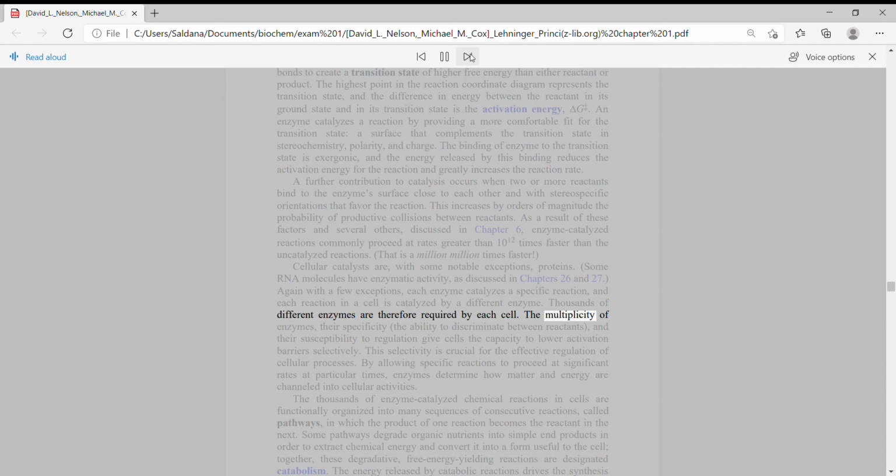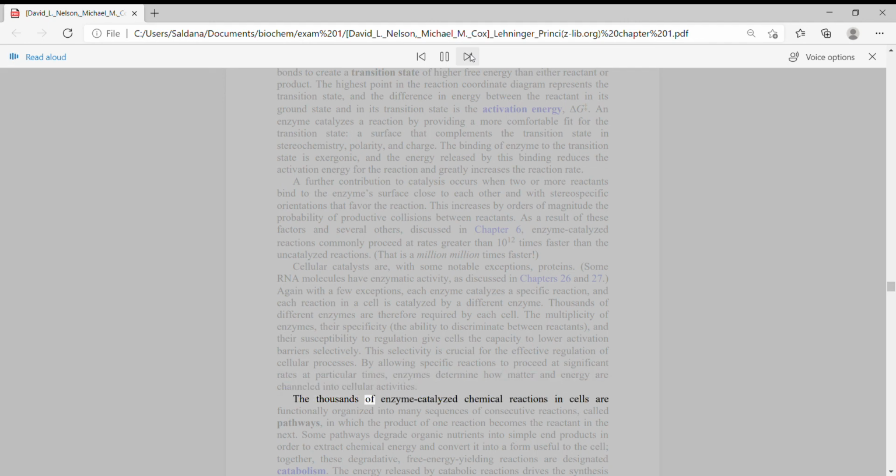The multiplicity of enzymes, their specificity, the ability to discriminate between reactants, and their susceptibility to regulation give cells the capacity to lower activation barriers selectively. This selectivity is crucial for the effective regulation of cellular processes. By allowing specific reactions to proceed at significant rates at particular times, enzymes determine how matter and energy are channeled into cellular activities.